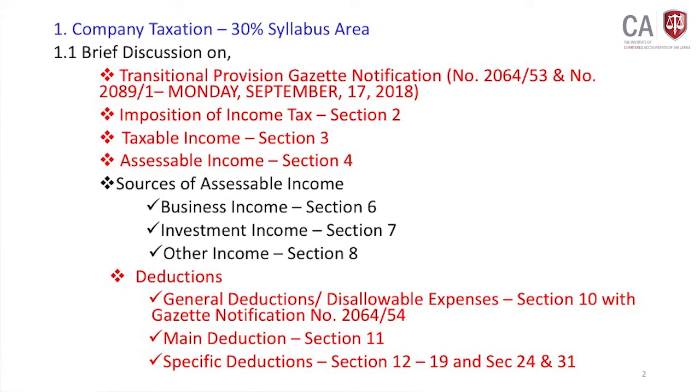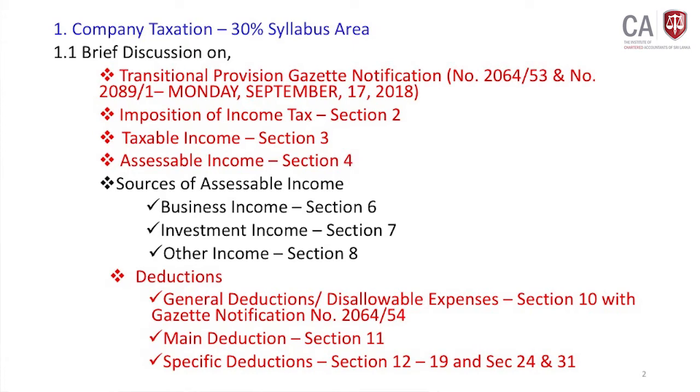Now, transitional provision, there are two gazette notifications. One was issued on 1st April 2018, and the second one is the amendment gazette notification for that transitional provision, which was issued on 17 September 2018. So there are two transitional provision gazette notifications. I will explain the importance of these transitional provision gazette notifications.